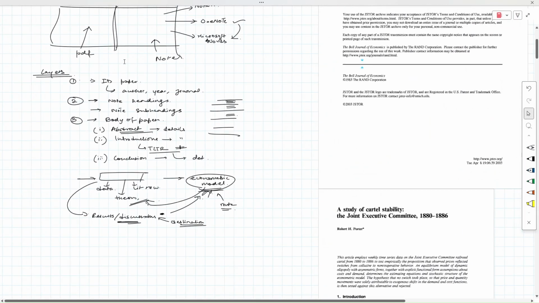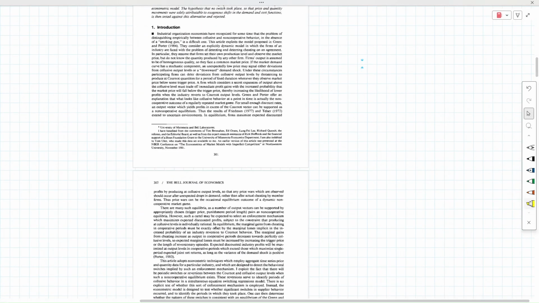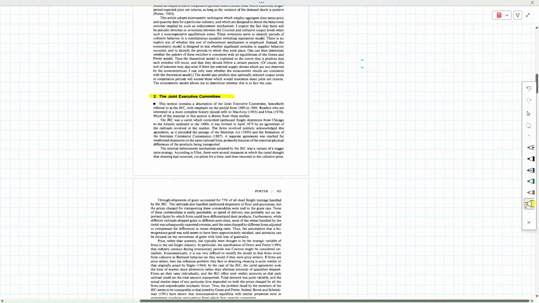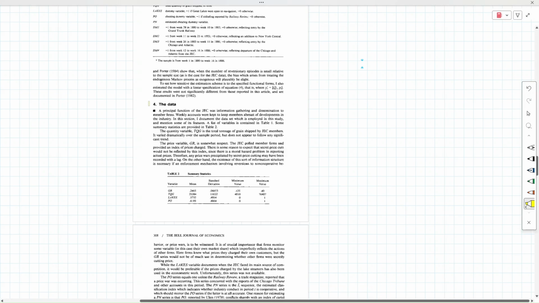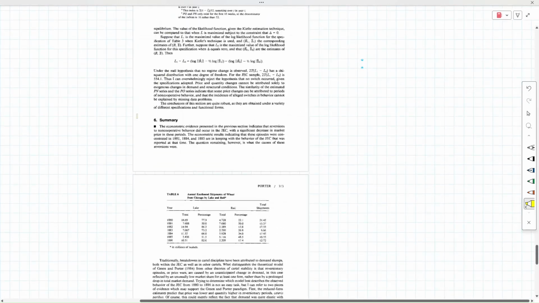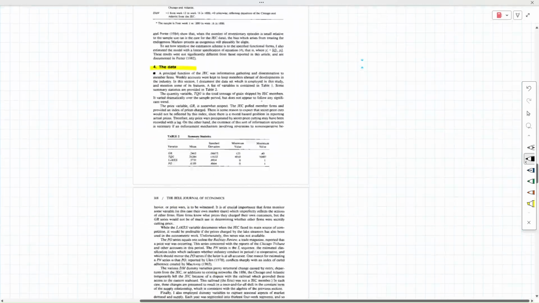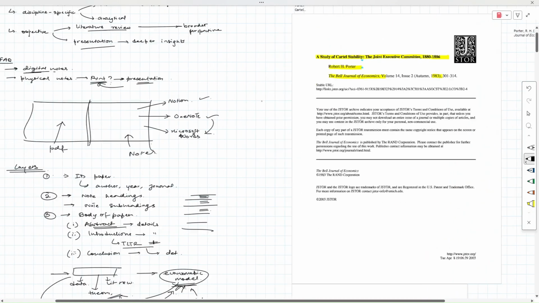So now that you have the idea of the paper, you go for the headings. What you do is you take a piece of paper or your digital note and you start writing number 1, introduction, number 2, the Joint Executive Committee, number 3, the econometric model, number 4, the data, number 5, results and interpretations, number 6, summary, and you leave out the reference section. You only go for the reference section if you're going for a very deep literature review. In that case, that helps you get newer papers to read.